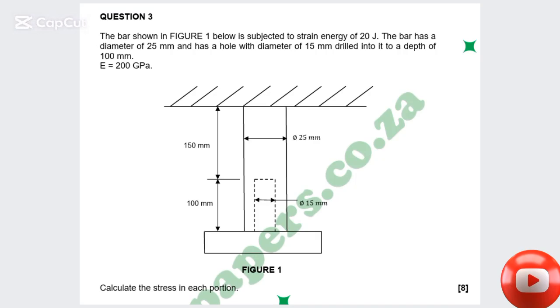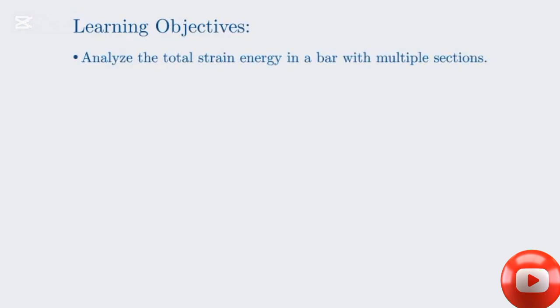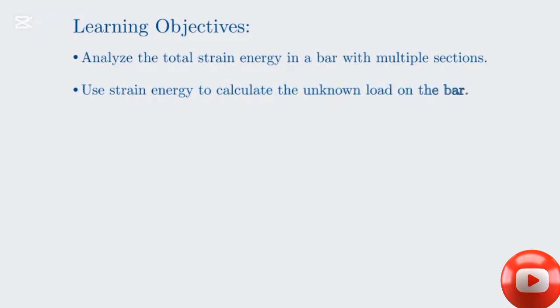Hello, in this video, we'll walk through a classic strength of materials and structures problem, focusing on strain energy and how to calculate stress in composite bars. By the end of this session, you will be able to, first, analyze the total strain energy in a bar with multiple sections. Second, use strain energy to calculate the unknown load on the bar. And third, determine the stress in each individual section of the bar. Let's dive into the problem.